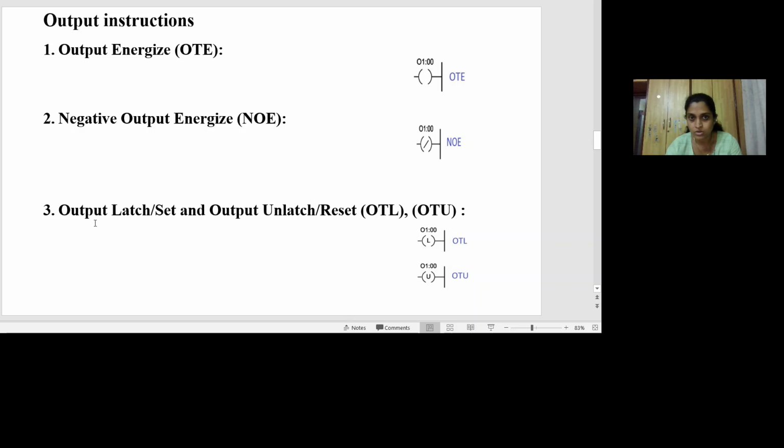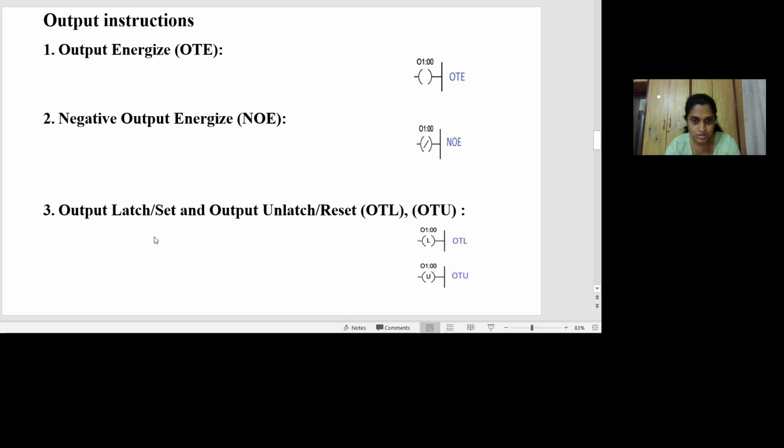Now let's move on to the output instructions. We have three types here. The output energize, OTE. Whenever the condition of the left link of OTE is turned on, then the output coil is energized. The negative output energize: whenever the condition of the left link is turned off, then the output coil will be energized.